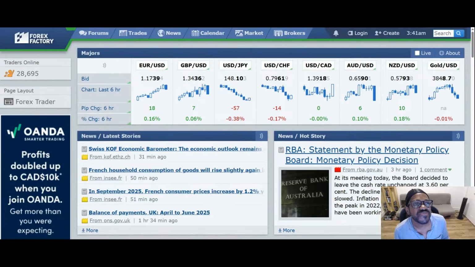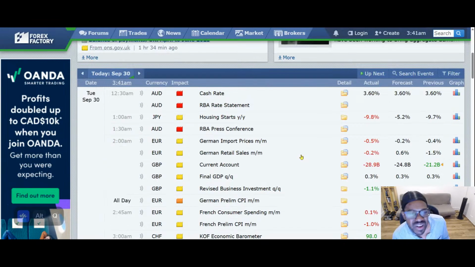All right. So if we go back on our Forex Factory. I always start with Forex Factory at the start of my live, but I just wanted to reiterate exactly what we saw on AUD. So AUD, as you could see, we had the cash rates. Last month it was at 3.60% and didn't change. And let's look at the RBA press conference.